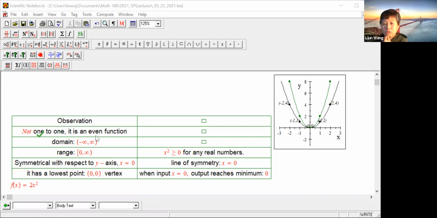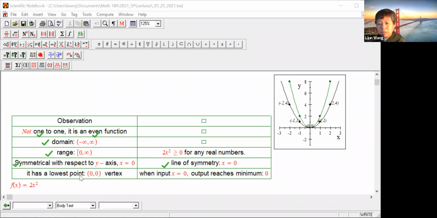Is it still an even function? Is the domain still negative infinity to positive infinity? How about the range? The range is still the same, right? It's still at 0 or above 0. Is it still symmetrical? And for the range this time, you have to note that if x squared is greater than or equal to 0, of course 2 times x squared is going to be greater than or equal to 0 as well. So now let's continue on this list.